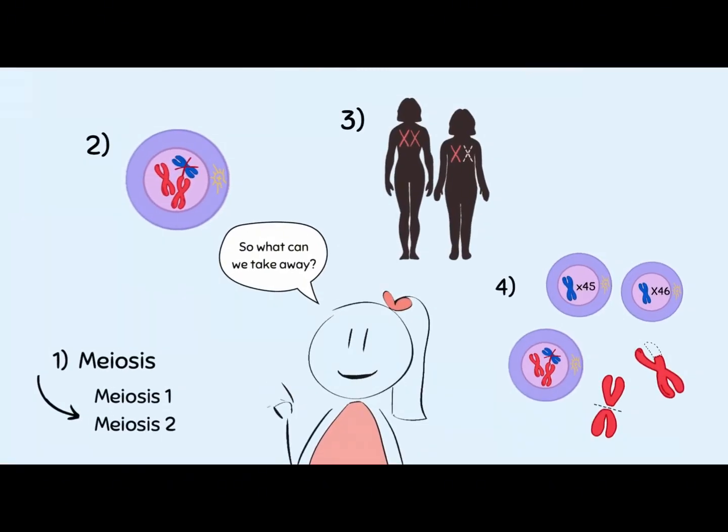So, what can we take away? Meiosis is essential for creating gametes, ensuring diversity in offspring. It consists of 2 parts, meiosis 1 and 2. Errors in meiosis, like non-disjunction, can lead to abnormal chromosome numbers in gametes. Turner syndrome occurs when one X chromosome is completely or partially missing, often due to non-disjunction. Key causes include monosomy X, mosaicism, and structural abnormalities of the X chromosome.